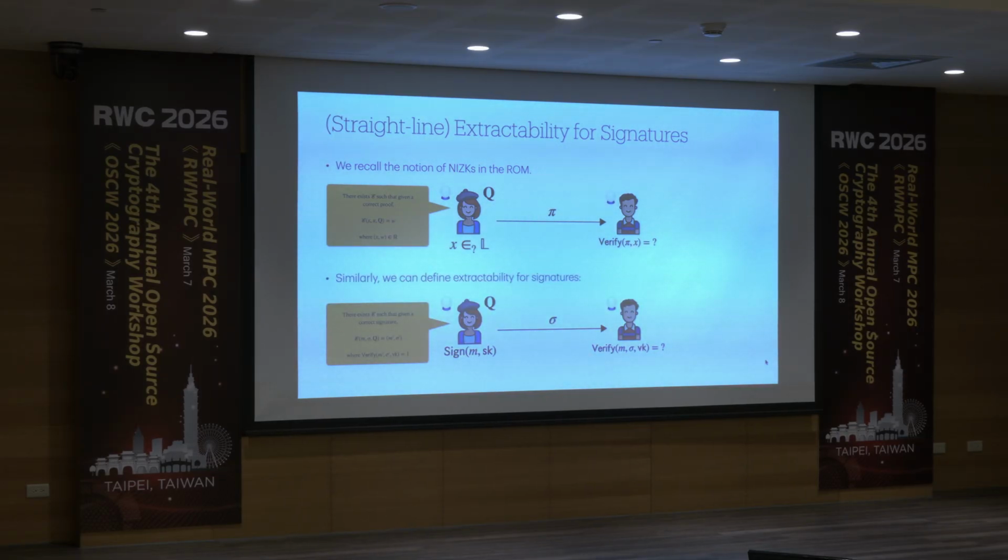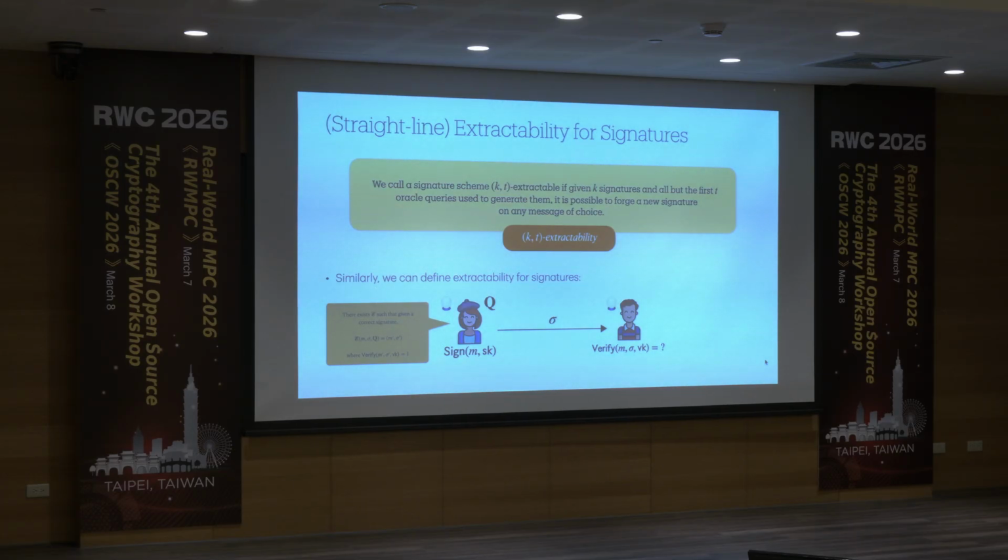And similarly, we can define extractability for signatures as well, in which, instead of a proof, there is a signature, a message being signed, and the way this message was signed produced a certain number of Oracle queries, and given these Oracle queries, it's actually possible to obtain some information. The secret key in our formalism, in fact, is that it's possible, given these queries required for signing, to produce a new signature for any message of choice which verifies. So you can forge a signature given the Oracle queries made. And this is our definition of K, T extractability.